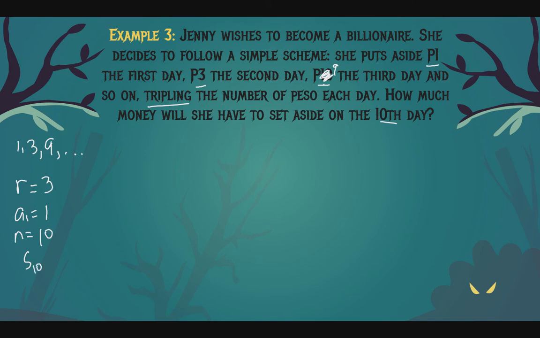So gamitin natin yung formula na S sub n is equal to A sub 1 times quantity r raised to n minus 1 over r minus 1. So magiging S sub 10 is equal to, first term natin is 1 times r, which is 3 raised to 10 minus 1 over r, or 3 minus 1. And what is 3 raised to 10?